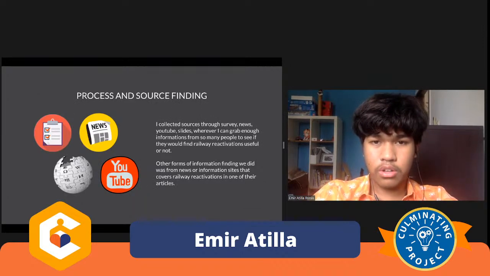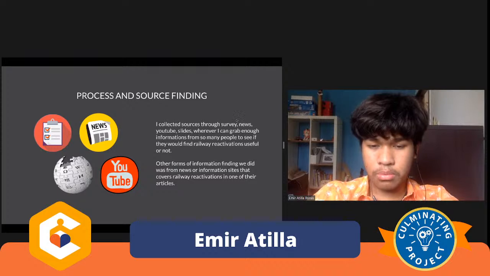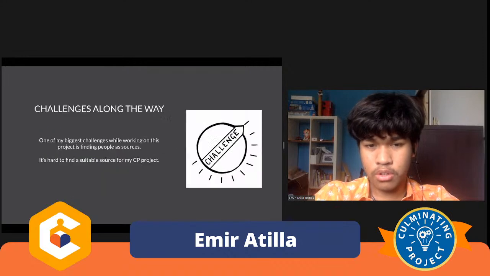Process and source finding. I collected sources through surveys, news, YouTube, slides, whatever I can grab enough information from, so many people, to see if they would find railway reactivations useful or not. Other forms of information finding we did was from news or information sites that cover railway reactivations in one of their articles, or maybe YouTube videos like people explaining the history of the railways and why I find interesting from them, especially from the lines that actually pass through major attractions.